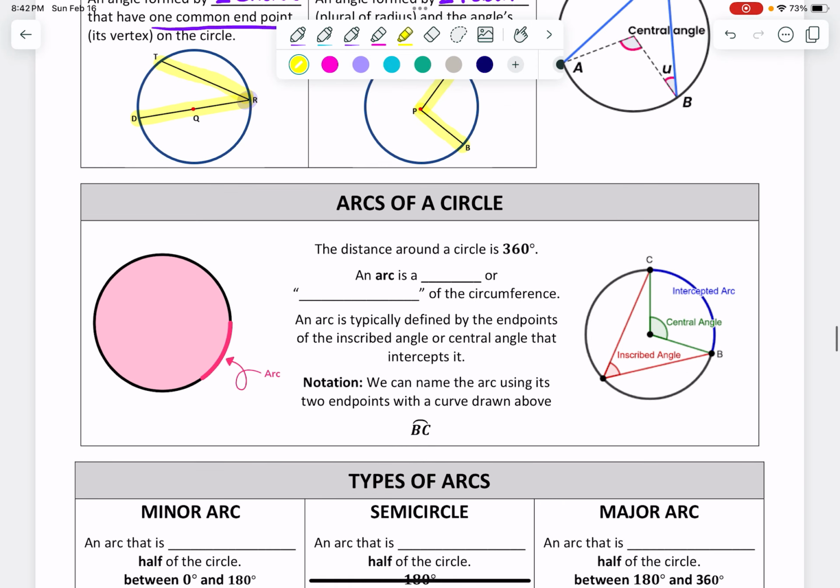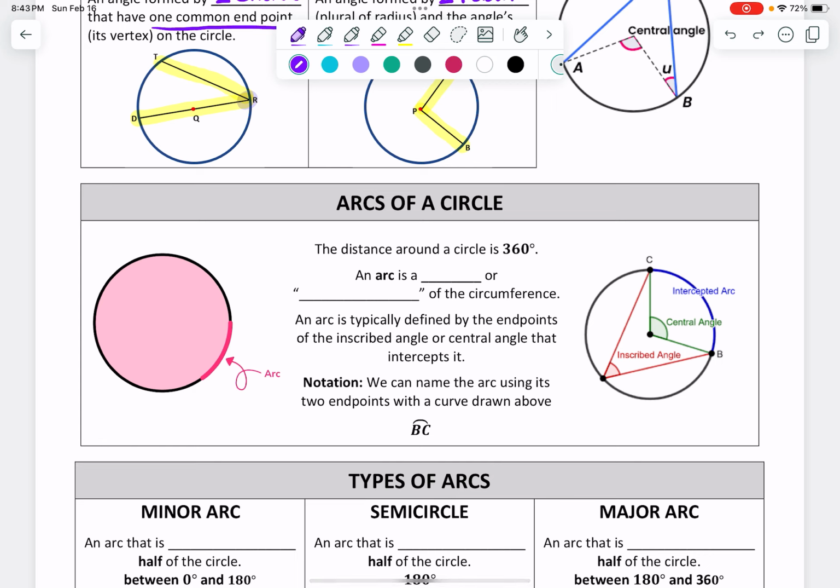Next, we have arcs. Before we talk about an arc, I just want to talk about the distance around the circle. So we already talked about angles, and we know we have acute, right, obtuse, straight, reflex, full rotation, and a full rotation angle is 360 degrees because a full rotation angle makes one full circle. So when we talk about the distance around the circle, that distance is 360 degrees. It's formed by one full rotation angle.